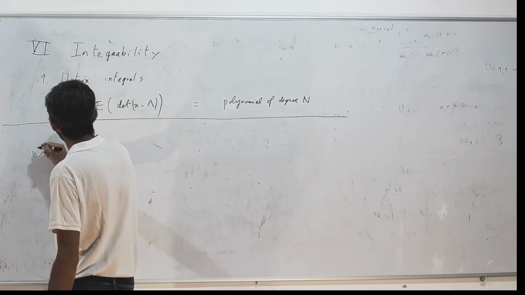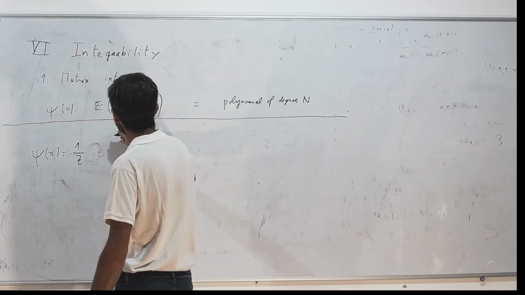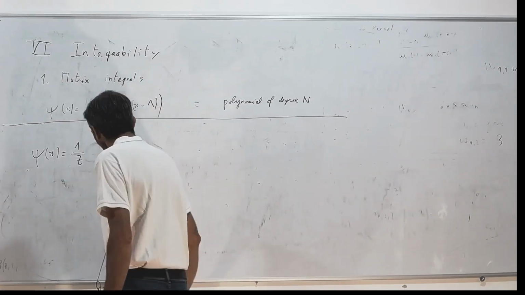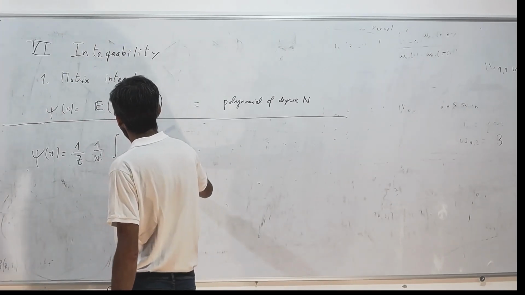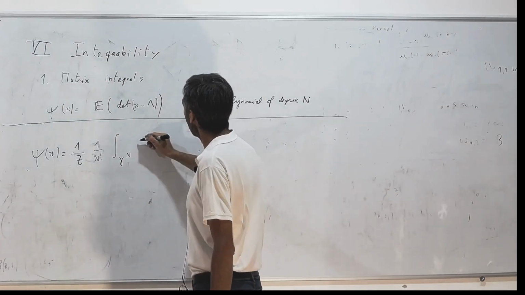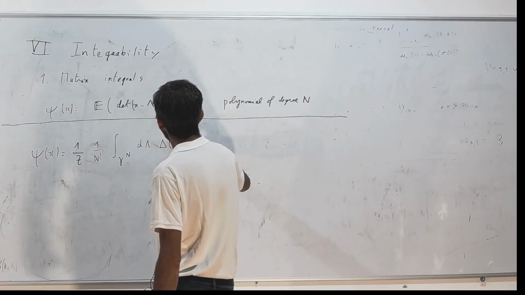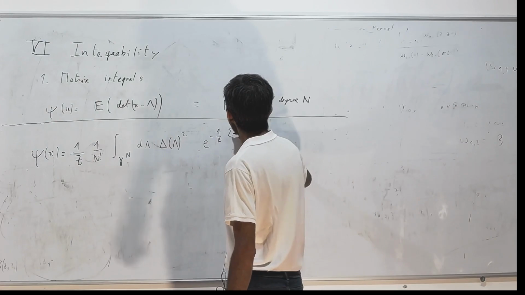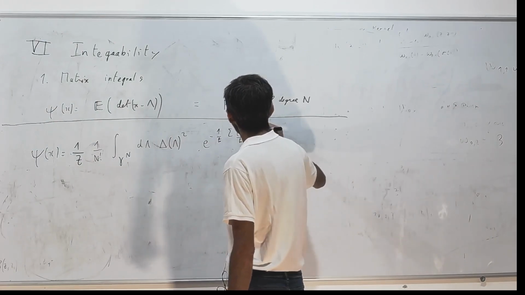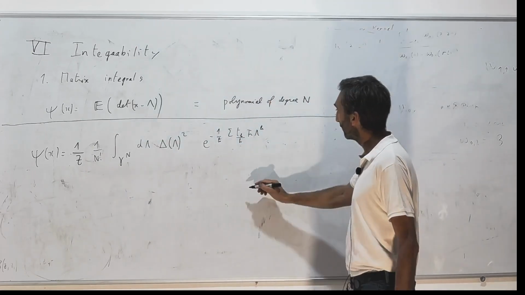It means that psi of x is 1 over z times the integral, 1 over n factorial, integral over gamma to the n, d lambda, lambda to the square, exponential minus 1 over h bar, sum of tk over k, trace of lambda to the k. And so here I should multiply by determinant of x minus lambda.